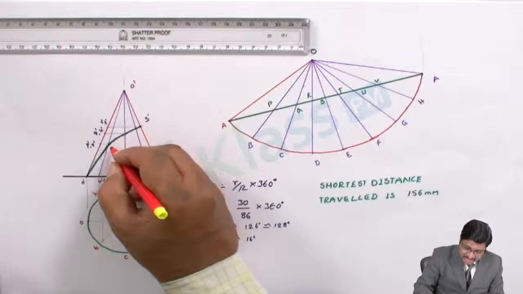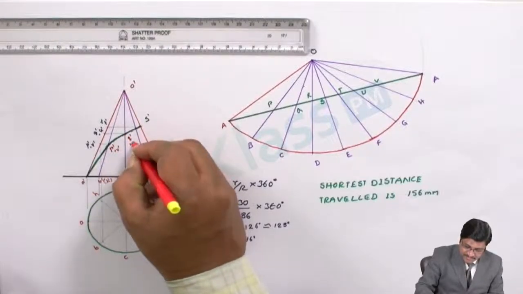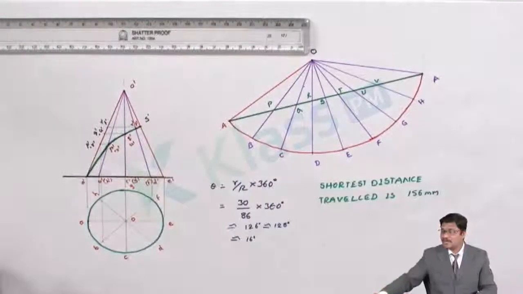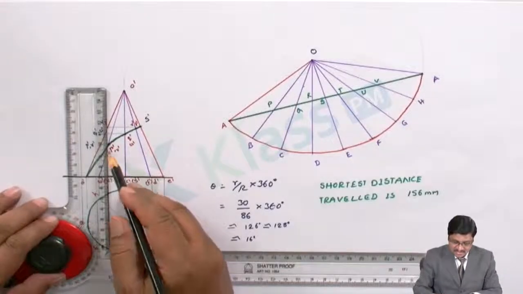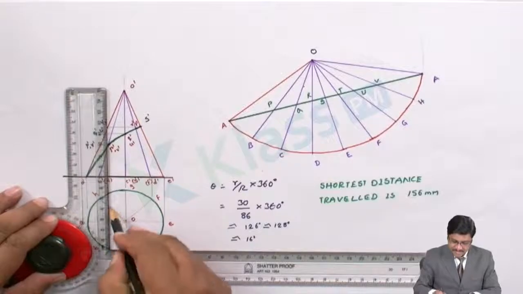This point is P dash, V dash. This point is Q dash, U dash. This point is R dash, T dash. Now we can get an easy idea here. P and V are the generators of OB and OH. So these points are on OB and OH.